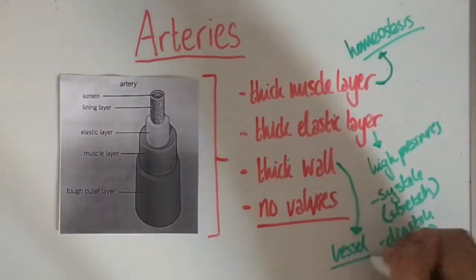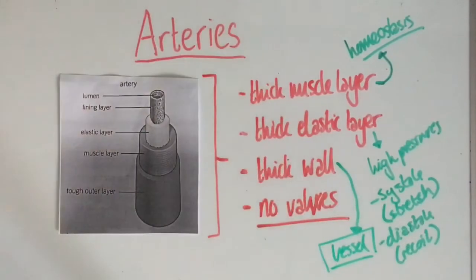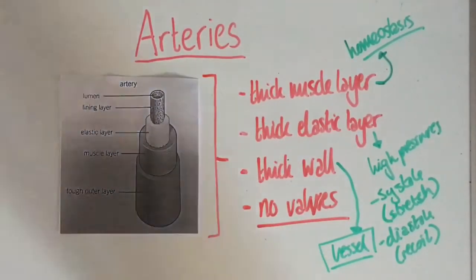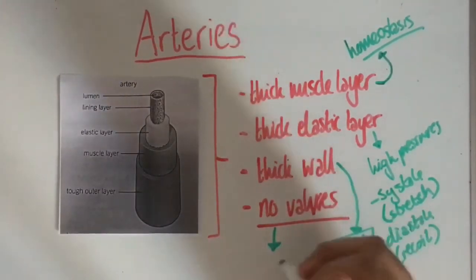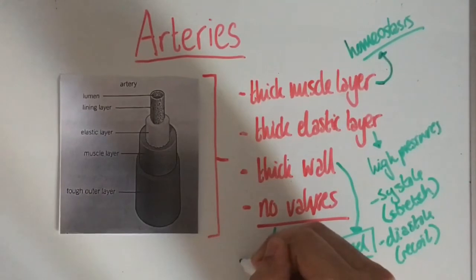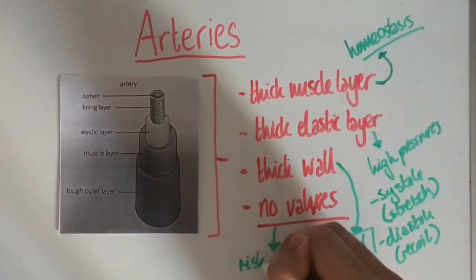So it's a strong vessel because it needs to have high pressures, and therefore we can't afford to have breakages within the vessel. And then we have no valves because blood is flowing at such high pressures, there isn't a risk of it flowing backwards.